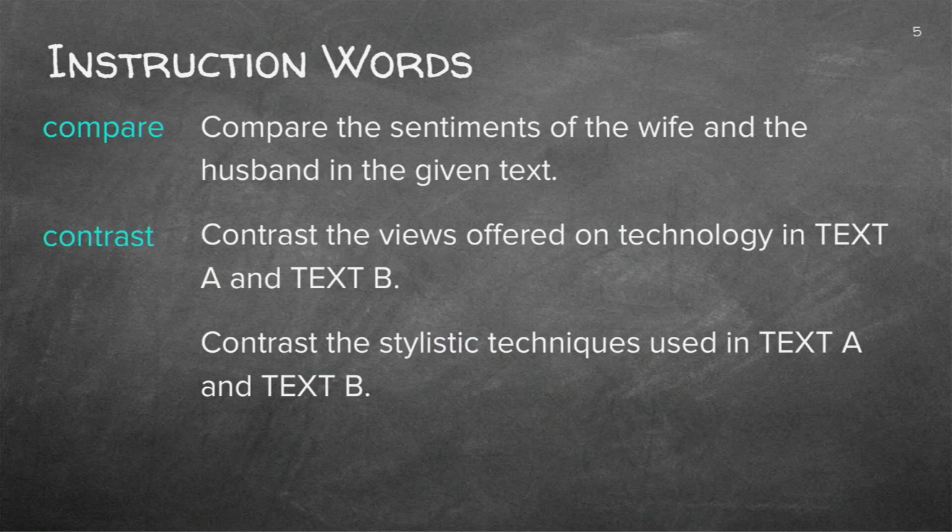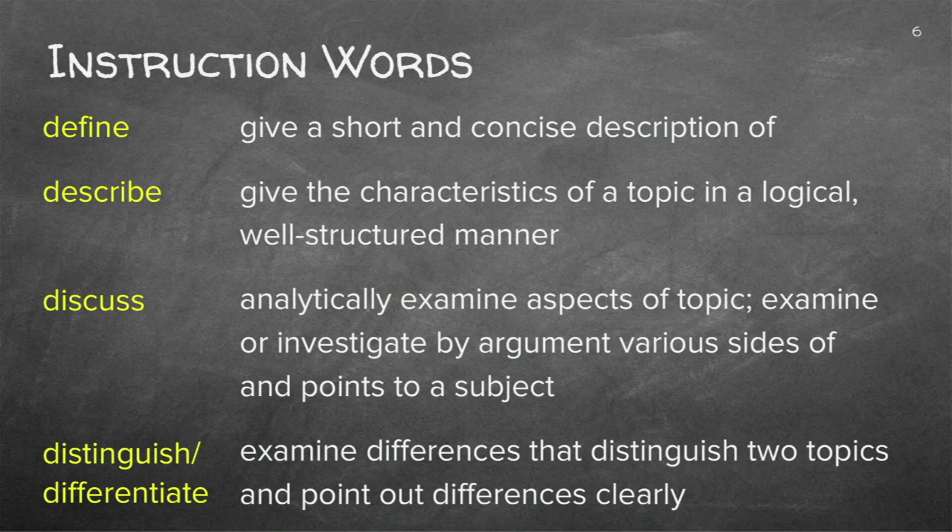Then instruction words, more of them, and examples. Compare the sentiments of the wife and the husband. The wife might have this idea about vaccination, the husband perhaps that idea, and they both agree on this, but in this way they have differing ideas on vaccination on the one topic. Contrast the views offered on technology in text A and text B. How are the two texts different in terms of their views on technology, right?